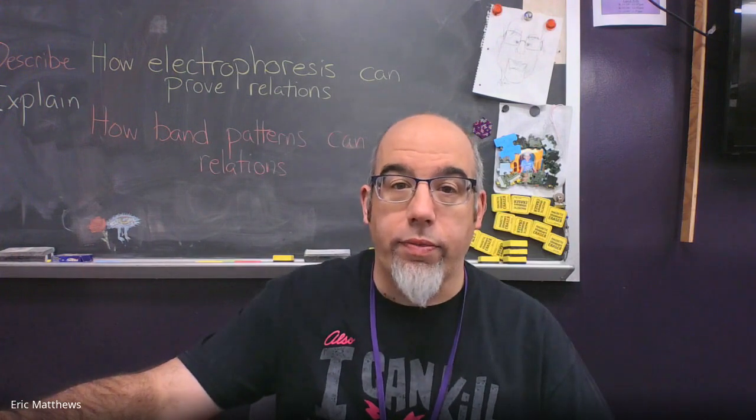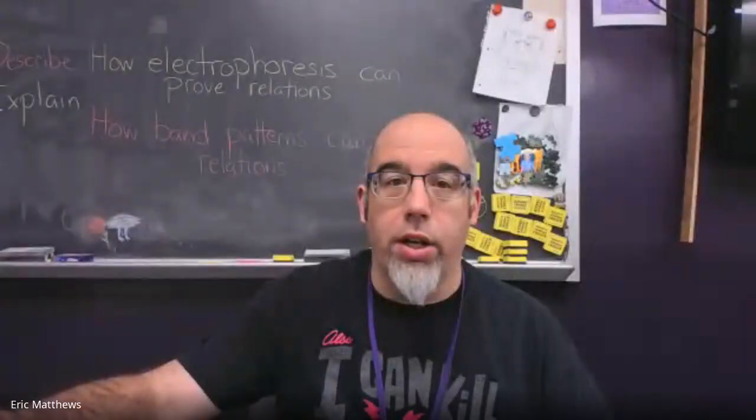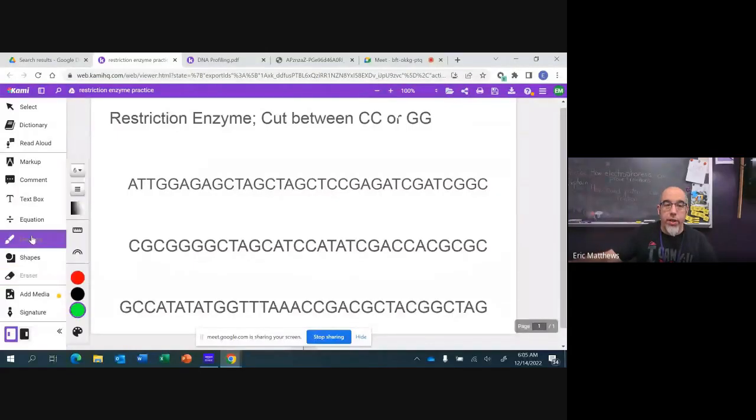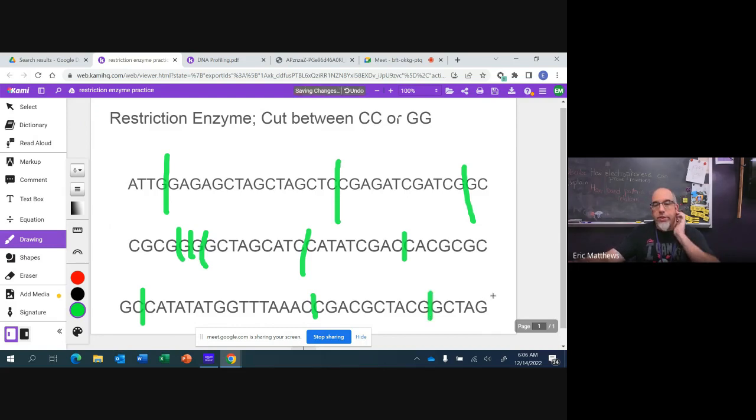So, yesterday, we were working on the restriction enzyme stuff. Hopefully, you remember we were doing the thing where we were cutting between the CCs and the CGs, or GGs and CCs. Oh, it's early. And so that was creating our fragments. And then we were using these fragments in order to create that banding pattern that we saw across most of the gel electrophoresis that works so well for us to determine what is related to what.